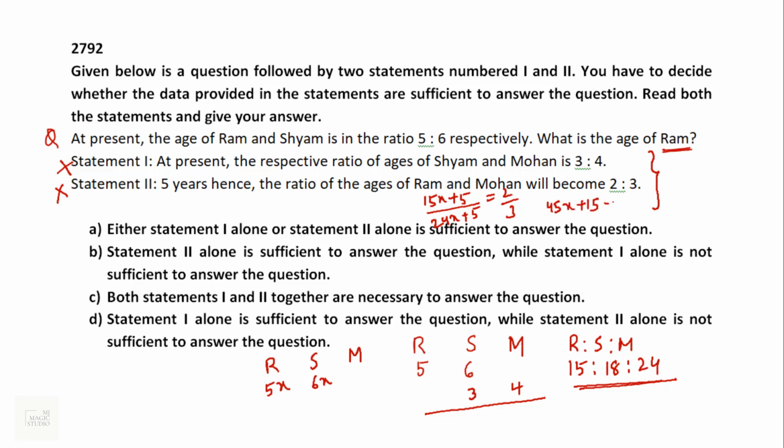45x plus 15 equals 48x plus 10. That means 5 equals 3x. We can find the value of x, that is 5/3. Then the age of Ram is 15x, 15 into 5/3, that is 25. We can find the age of Ram if we combine both the statements. That is option C. Both statements 1 and 2 together are necessary to answer the question. Option C fits in.